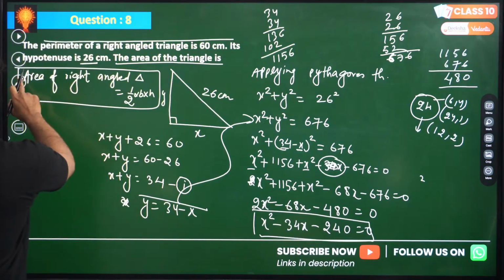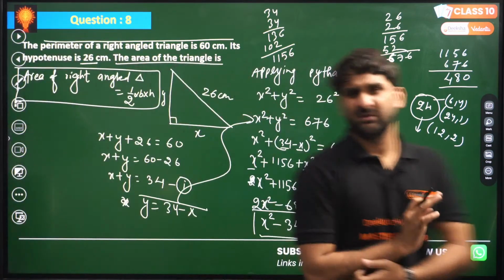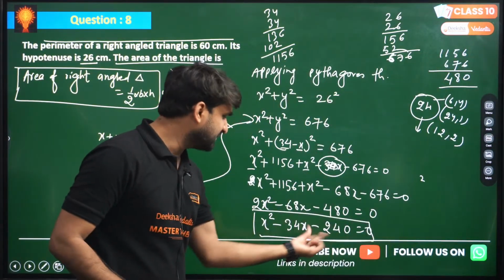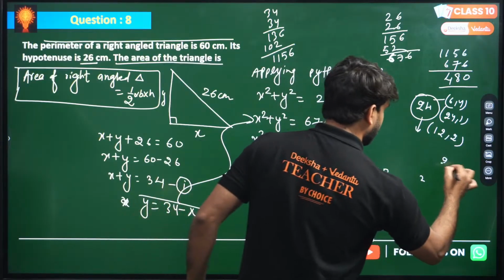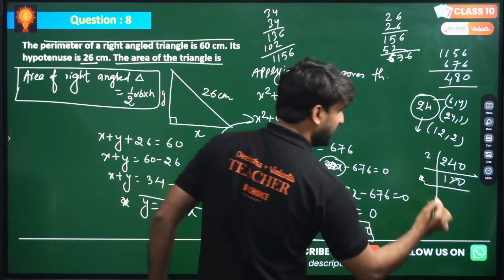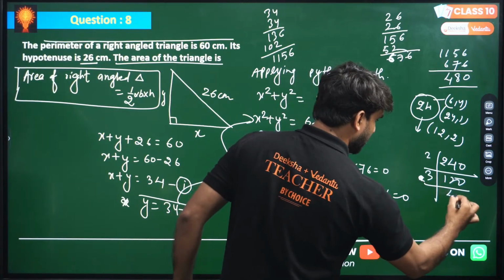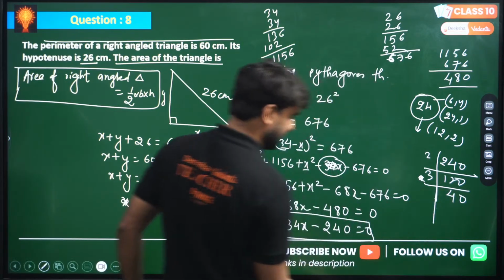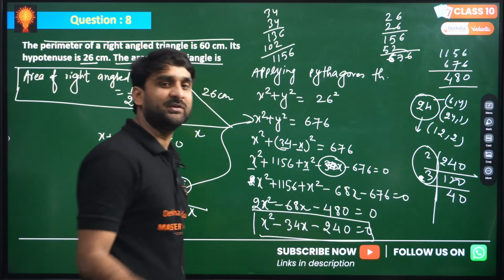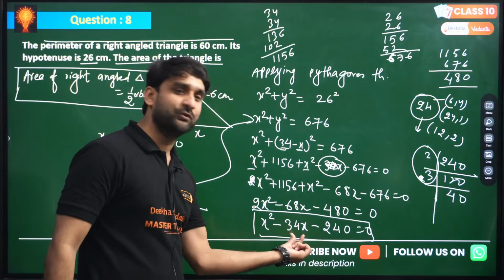So, is it clear, my dear? I think you all can do from there. I think it is a very easy thing. x square minus 34x. You all can take LCM of 240. So 120 will be there. So 40 will be there. So look, this is 40 and this is 6. So 40 minus 6 is 34. So you all can use this.